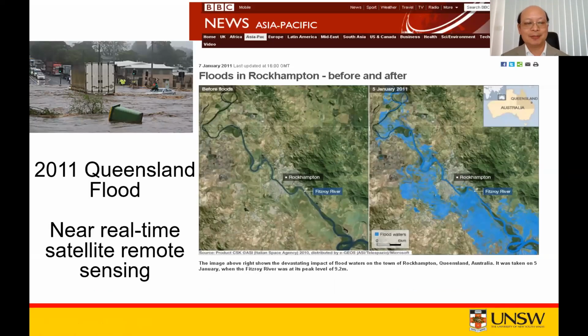Okay, back to the radar. So we did have a reasonable track record of research in this area. Back in 2011, we obviously used the InSAR coherence to monitor extensive floods in Queensland as well. This is the Rockhampton result promoted by the BBC, as you can tell over there.